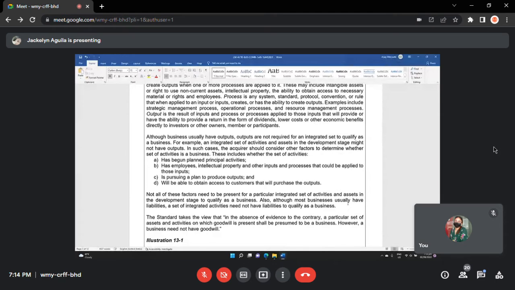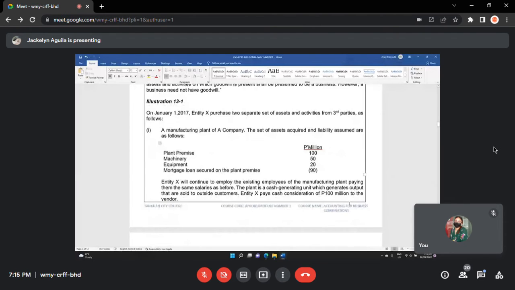Not all of these factors need to be present for a particular integrated set of activities and assets in the development stage to qualify as a business. Although most businesses usually have liabilities, a set of integrated activities need not have liabilities to qualify as a business. The standard takes the view that, in the absence of evidence to the contrary, a particular set of assets and activities on which goodwill is present shall be presumed to be a business. However, a business need not have goodwill. Okay.